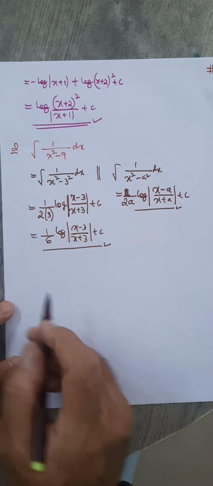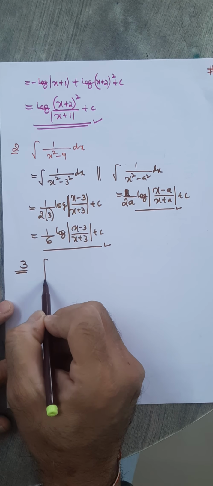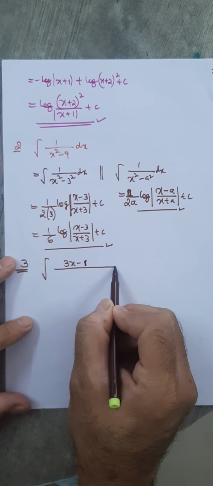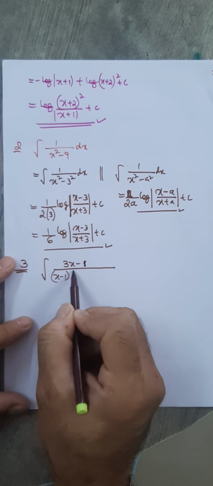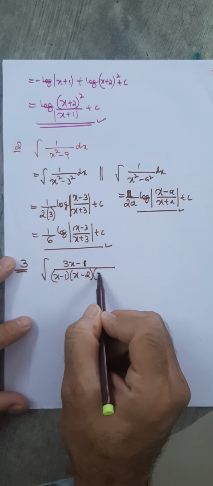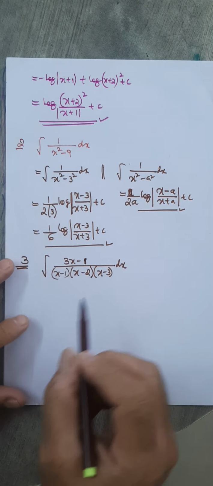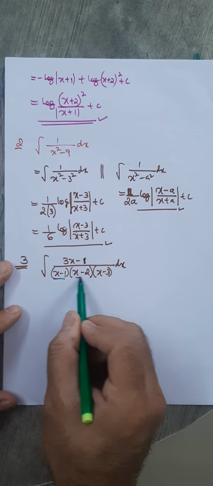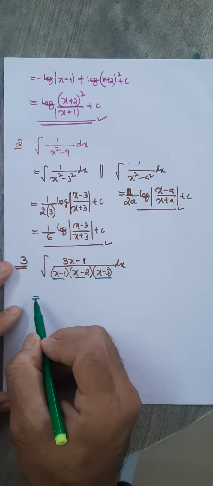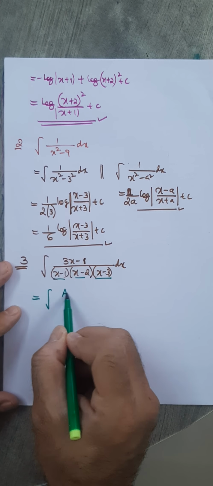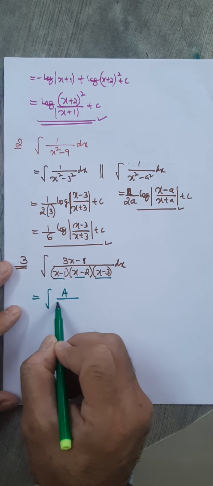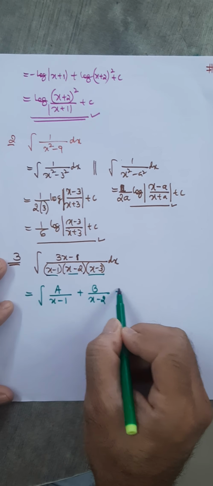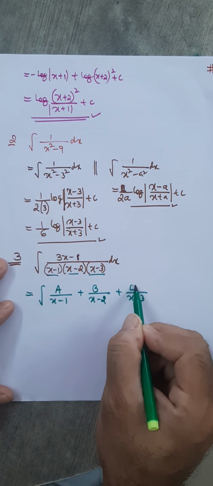Let's go to the third question. Question number 3: integral of 3x minus 1 upon x minus 1 into x minus 2 into x minus 3, the whole dx. How many linear factors are in the product here? 3 linear factors, 1, 2 and 3. So we'll do it by the partial fraction method here. Ignore the numerator for the time being: one constant upon x minus 1, another constant upon x minus 2, plus a third constant upon x minus 3.